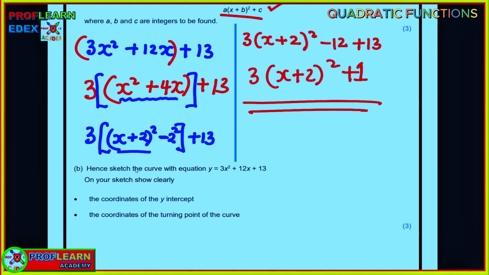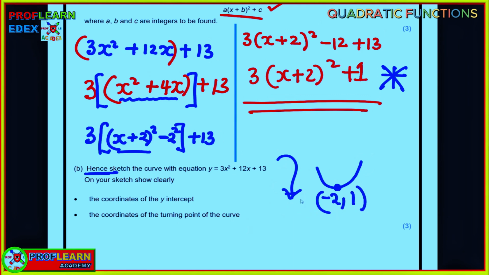Right. Hence, sketch the curve of this equation. You see now, the reason why we are doing this is to enable us to use it in the next question. That's why they are using the term hence. From this previous question, we can see the turning point of this graph. The turning point of this curve is going to be minus 2, 1.